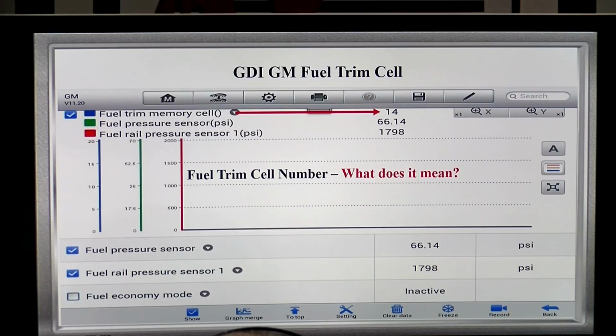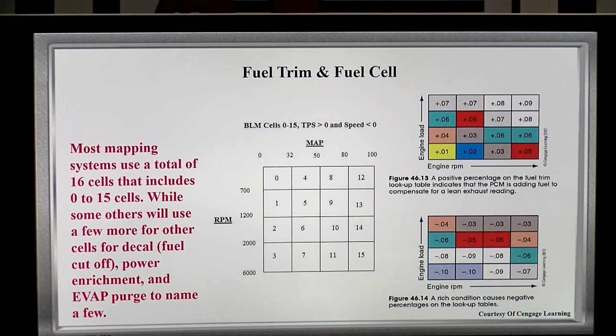Now here we're on a GDI car, and this is on the Autel unit. Notice they also give us what? Fuel trim cell. And that cell is going to make sense to you just in a second. So let's look at this. And this here is from the Carnegie Learning Institute, the little boxes.